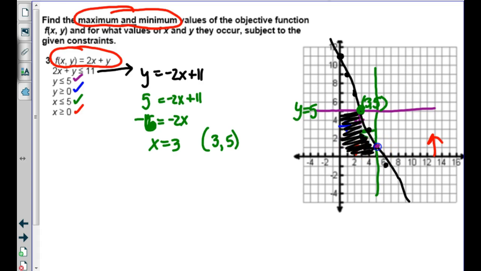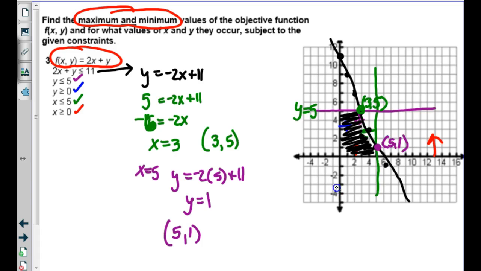This point down here had what x value? Yeah, x is 5 on that line. So if I go back and I put x equals 5 in up here, I'll have y equals negative 2 times 5 plus 11, which would be what? So I have 5, 1. Does that look right on your paper?